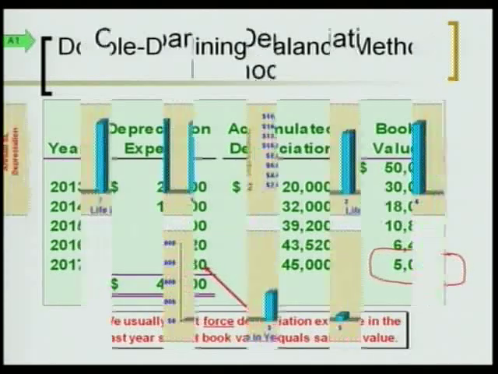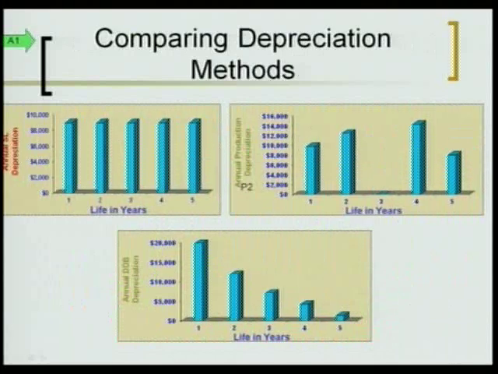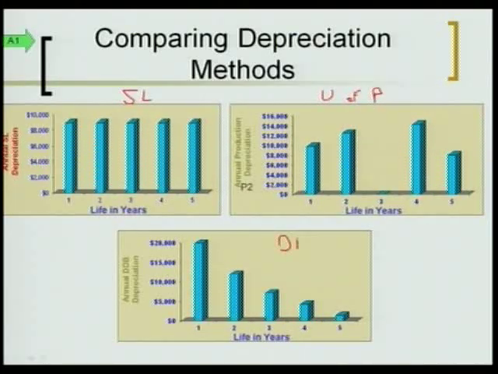All right. Now, a review of these methods. The straight line method gave us equal amounts of depreciation for each year. The units of production method was different amounts in each year depending on what our production was, right? And the double declining balance method, it went down, didn't it? Less amount every year. Okay?